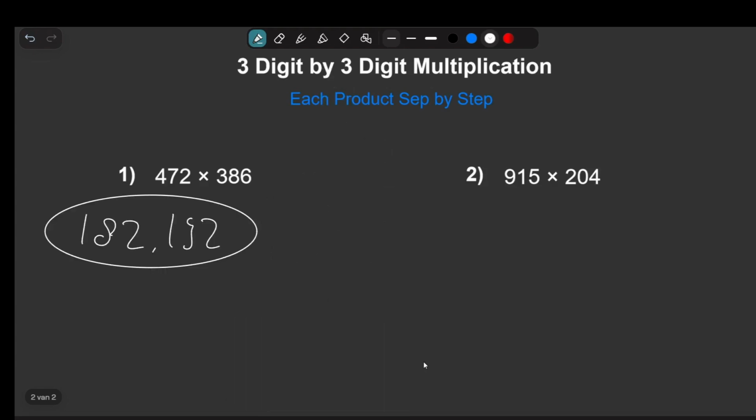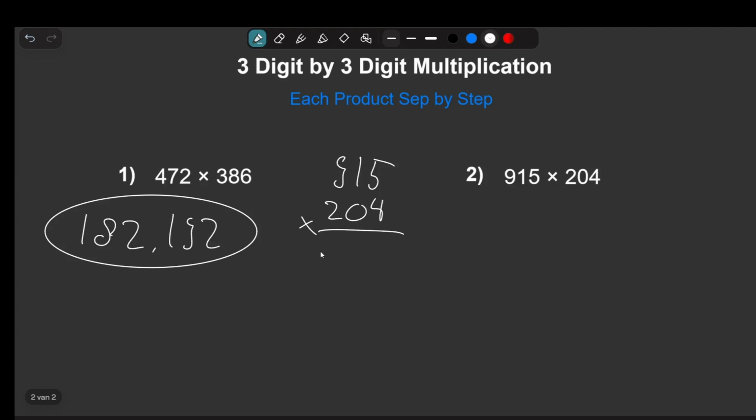So for our second example, we have 950 times 204. So again, let's set this problem up and just start off right away. So if 915 times 204. So this time we're gonna go through it a bit more quickly so you guys can just follow through with me. So the first thing we're gonna do is 4 times 5.